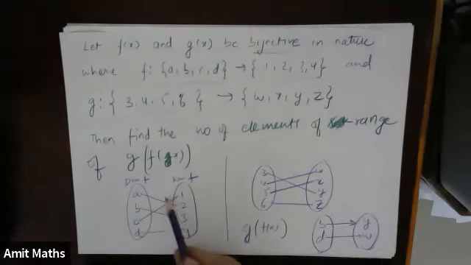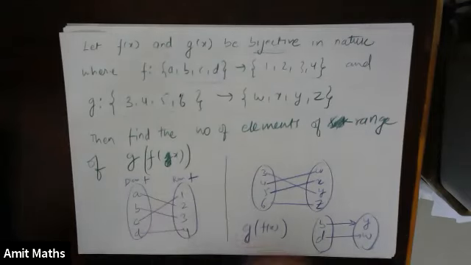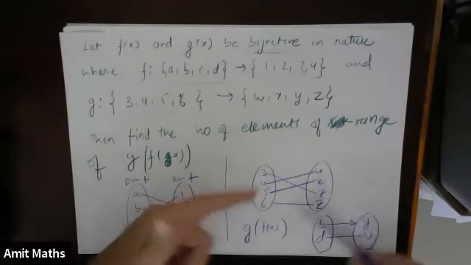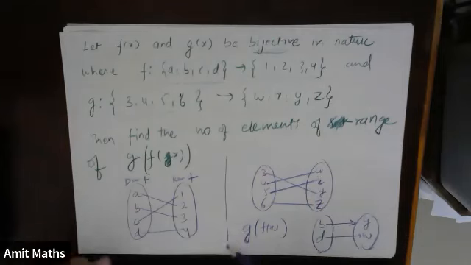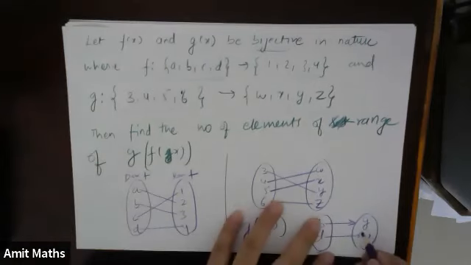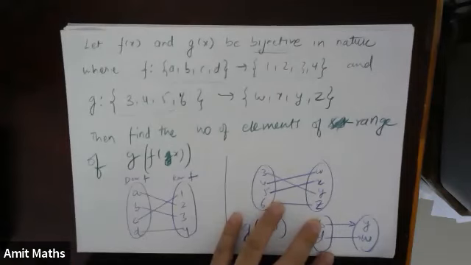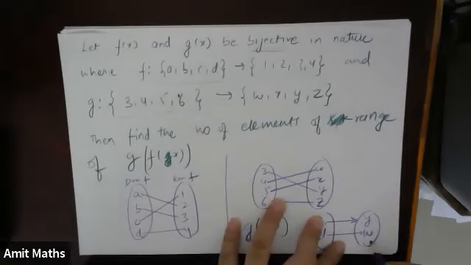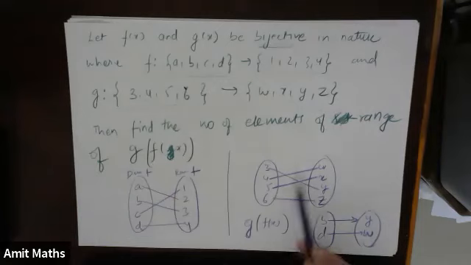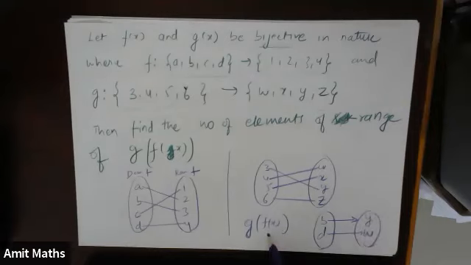No matter how you rearrange these links, you will only get 2 elements in the range of the composite function. Is this okay for everyone?